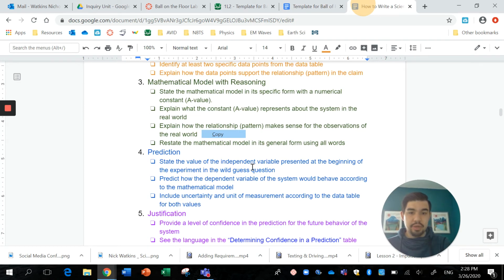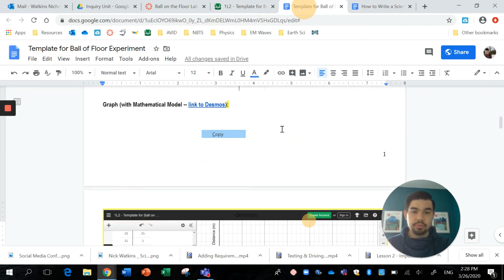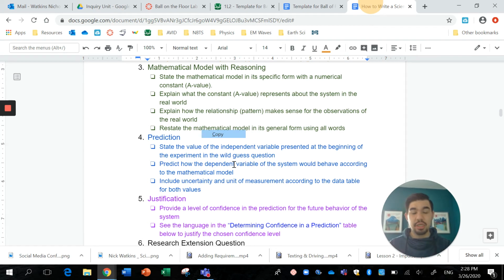Okay, so we're going to state the value of the independent variable. In this case, our independent variable is time. So in 6 seconds, we want to predict what the dependent variable will be. So let's use our mathematical model, which, again, we found is distance equals 1 times time. If our independent variable time is going to be 6, then we will get 1 times 6. And what's 1 times 6? It gives us 6. So our distance would be 6 meters. That would be our prediction. In 6 seconds, our ball will travel 6 meters.